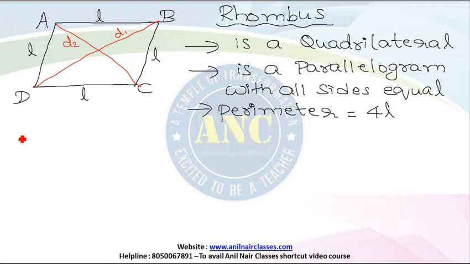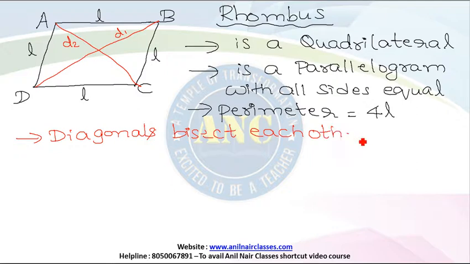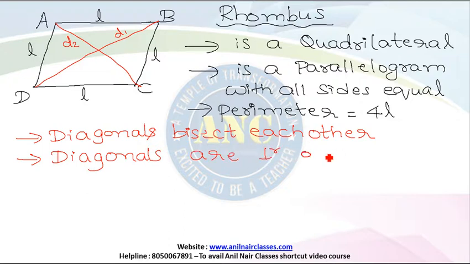Now, these two diagonals, again a very important point: diagonals of a rhombus bisect each other, right? That is one important key point that you need to know. And another thing with respect to diagonals is that diagonals of a rhombus are always perpendicular to each other. This is a very important key point, because based on this key point we will solve some questions in the easiest way possible. That means these two diagonals will be perpendicular to each other.